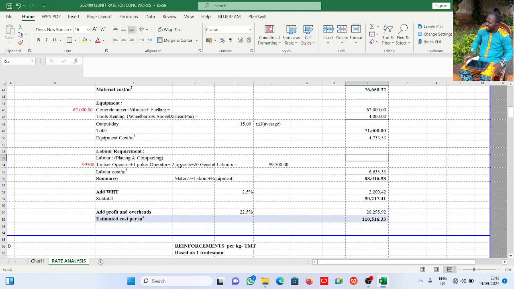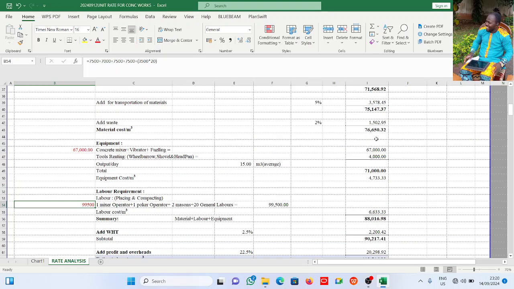Now the labor requirement for placing. We have the operator operating the mixer, the person operating the poker vibrator, and we have the masons, the guys that tell the laborers where they are going to place so that they can tap. And we have the laborers themselves. So we have one mixer operator, one poker operator, two masons, then 20 general laborers.